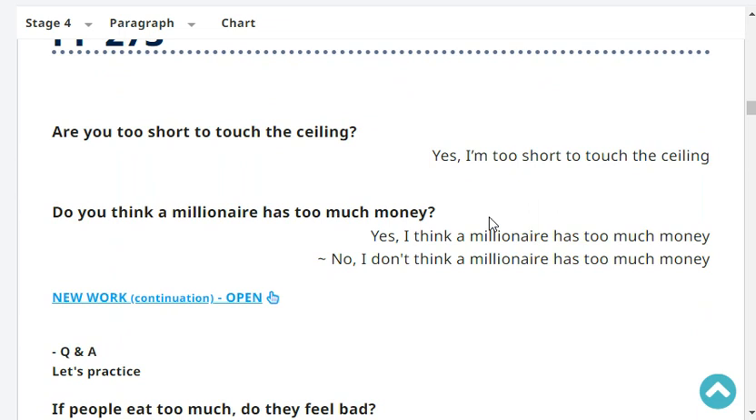Are you too short to touch the ceiling? Yes, I'm too short to touch the ceiling. Do you think a millionaire has too much money? Yes or no? Yes, I think a millionaire has too much money.